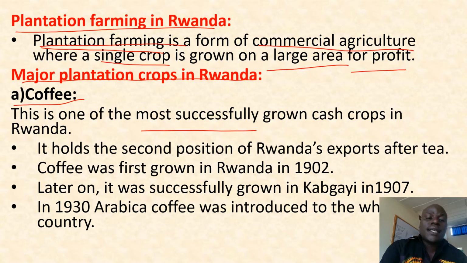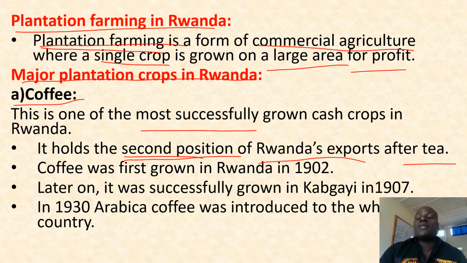It holds the second position. This is very important. After tea, coffee is the second. It holds the second position of Rwanda's exports. Coffee was first grown in Rwanda in 1902. This is very important. And later it was successfully grown in Kabgayi in 1907. In 1930, Arabica coffee was introduced to the whole country.